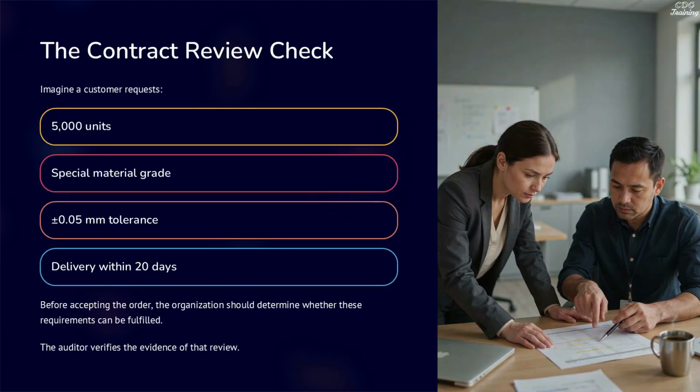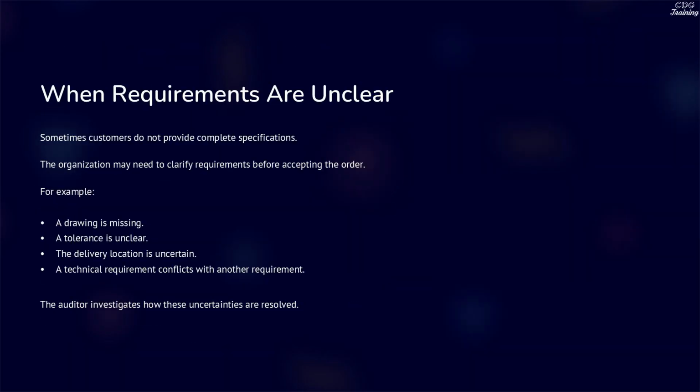Imagine a customer requests specific requirements like 5,000 units or a special material grade. The organization must determine if these can be fulfilled, and the auditor verifies the evidence of that review. Sometimes customers do not provide complete specifications, leading to uncertainties. The organization may need to clarify these requirements before accepting the order.